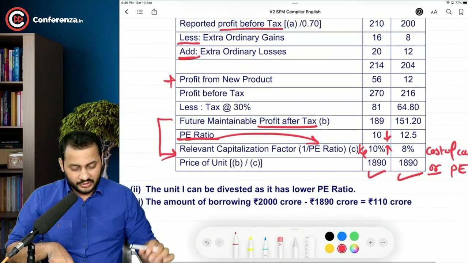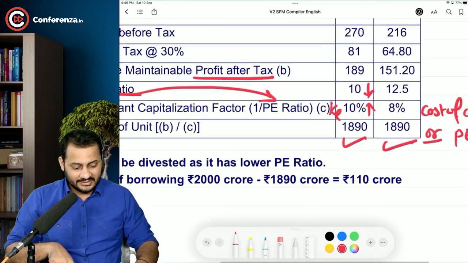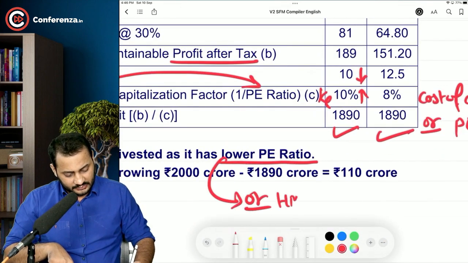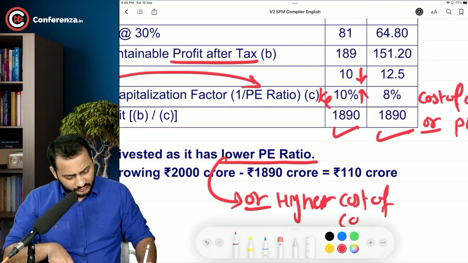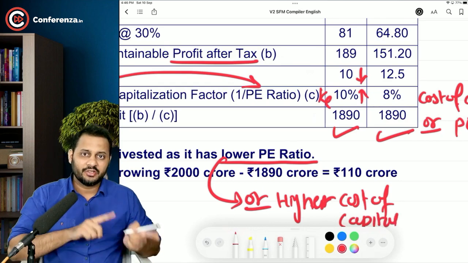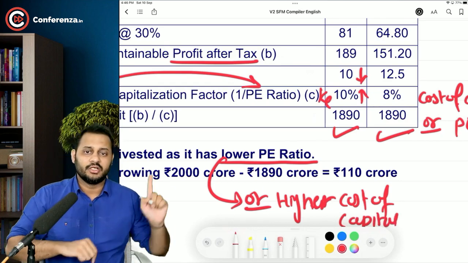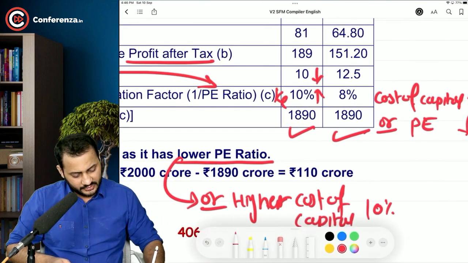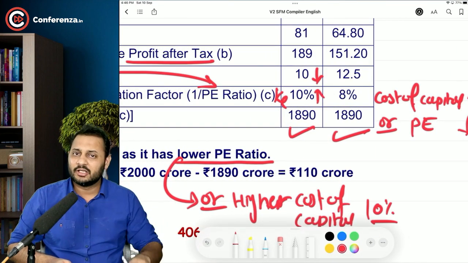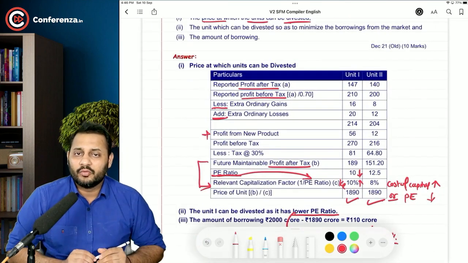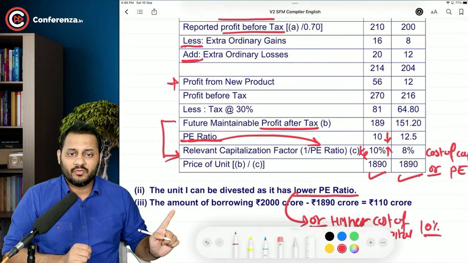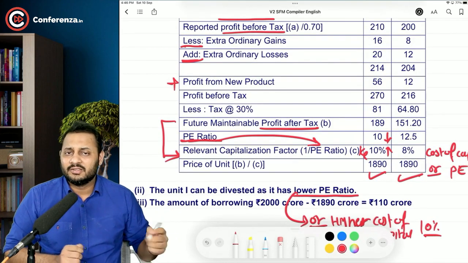So unit 1 can be divested as it has lower P ratio, or we can say higher cost of capital, because P ratio and cost of capital are exactly opposite. So low P ratio means high cost of capital, which is 10%. Simple. So you will sell off that business and reduce your borrowing from 2000 to 110. See, the amount of borrowing required now is only 110 crore. That's what your business is.